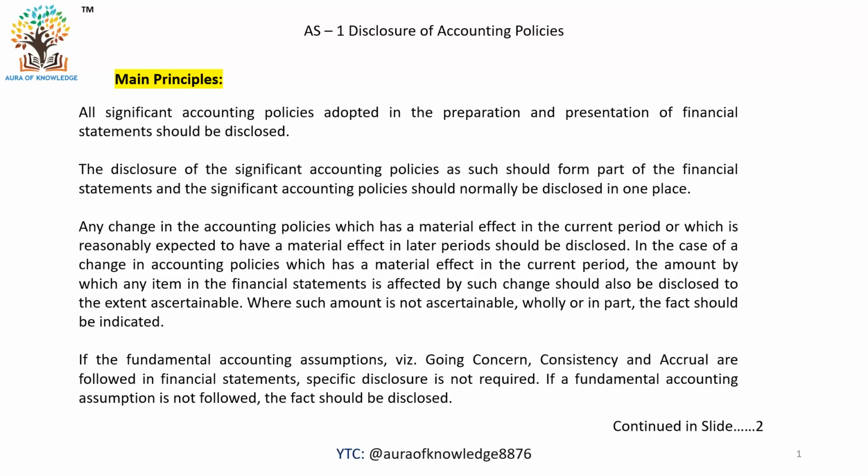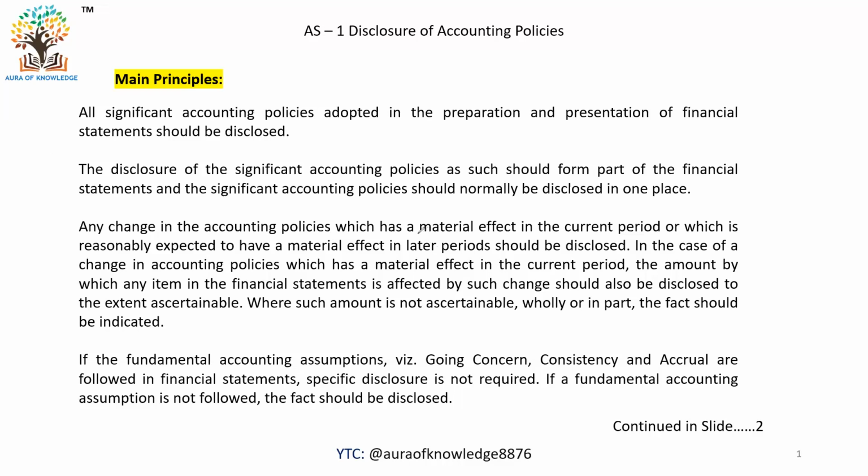Okay. Next, any change in the accounting policies which has a material effect in the current period or which is reasonably expected to have a material effect in later periods should be disclosed. See, this is what I told you right now. If you are changing, no problem. See, there is some incident happened. Either there is some problem due to a change in the market scenario, or there is a problem like when COVID came. So suddenly we have to follow some other policy. In those cases, what the standard says is, if you have made a change and it is materially changing, if it has got material effect, then please disclose that.